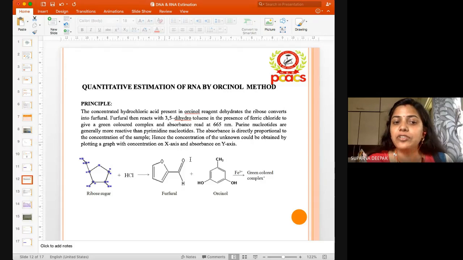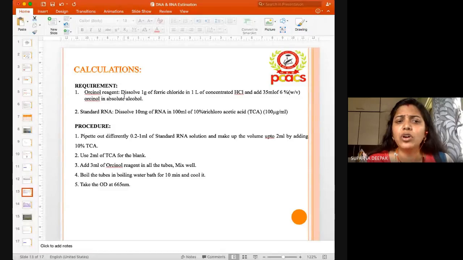Purine nucleotides are generally more reactive than pyrimidines in this RNA. The absorbance, as we had seen, is directly proportional to the concentration of the sample. Hence, the concentration of the unknown can be obtained in a similar way by plotting a graph with concentration on the x-axis and absorbance on the y-axis. So this is your orcinol reagent. 1 gram of ferric chloride is dissolved in 1 liter of concentrated HCl, and then to this we add 35 ml of 6% orcinol in absolute alcohol.